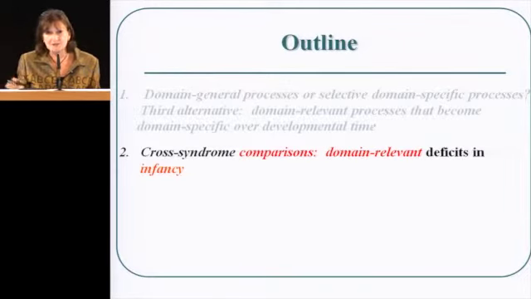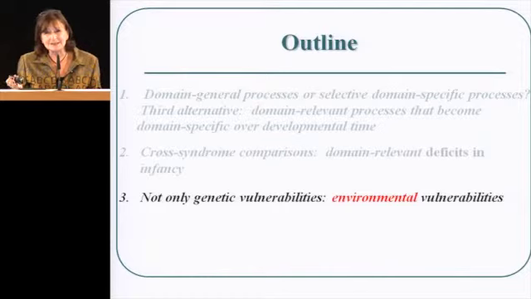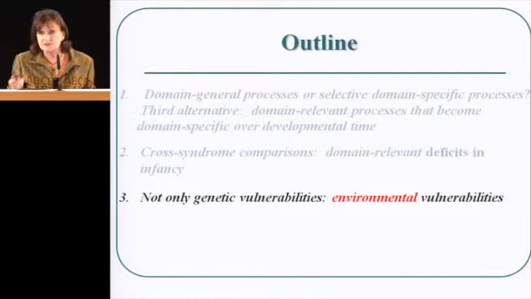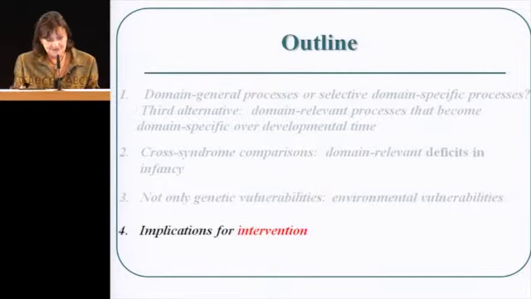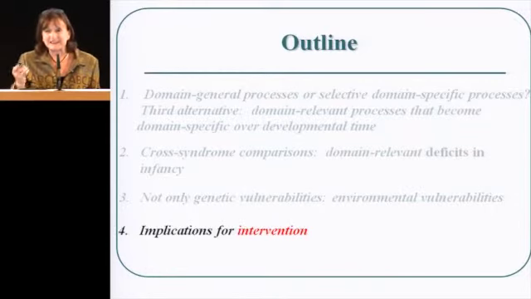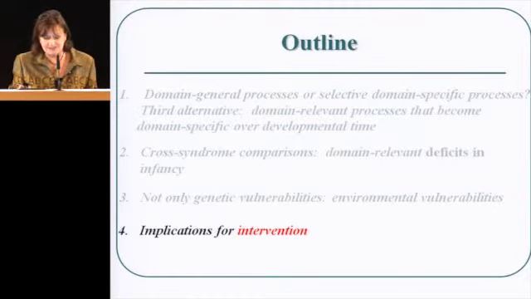I then want to show you some examples of domain relevance in cross-syndrome comparisons. I'll then go on and say, but we shouldn't only look at genetic vulnerabilities. We have to look at how the environment changes for even normal children, but certainly for children with genetic disorders. And finally, because I was asked to do so, and it made me think a lot, I want to come up with some implications for training, for intervention.